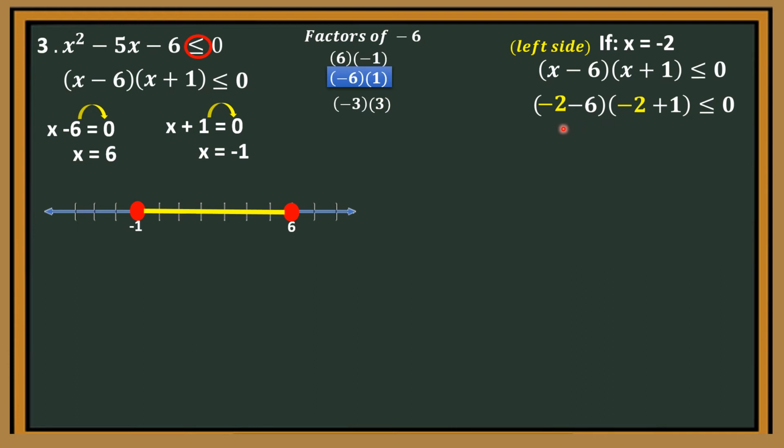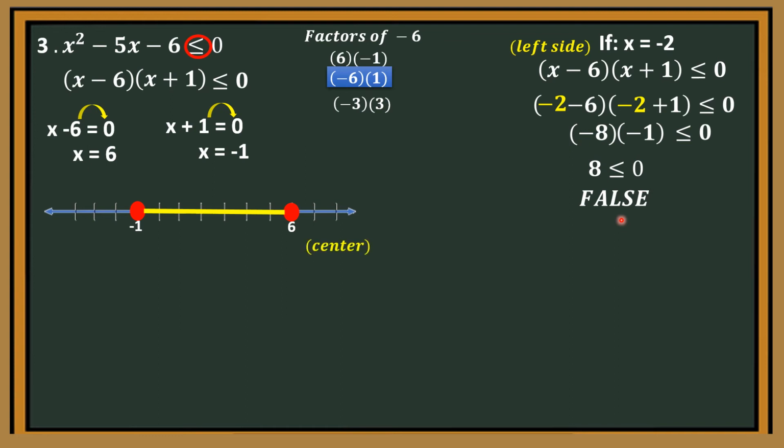Then, negative 2 minus 6, the answer is negative 8. Negative 2 plus 1, the answer is negative 1. Less than or equal to 0. Let us multiply the 2. The answer is positive 8. Less than or equal to 0. Ang tanong, ang 8 ba ay less than or equal to 0? Hindi. So, that is false. So, ibig sabihin, hindi kasama ang left side.